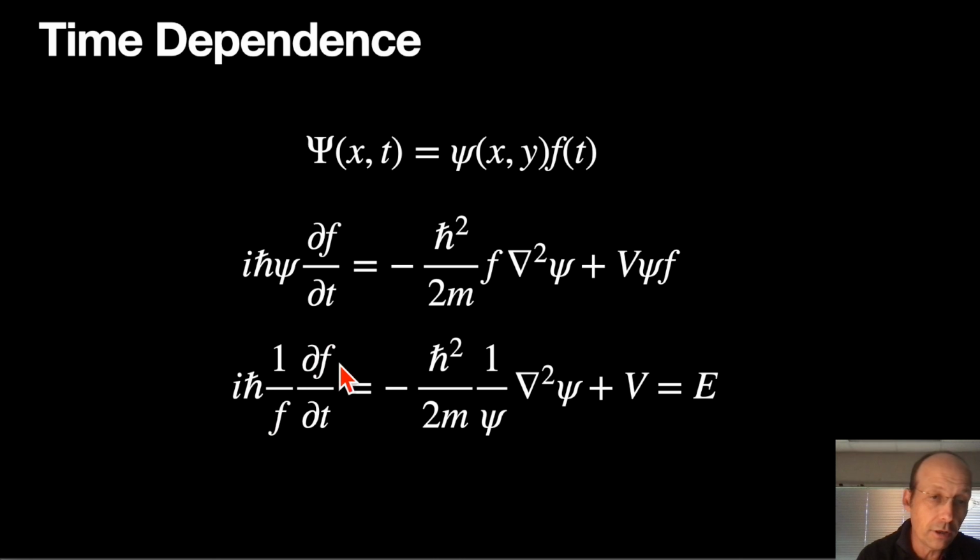So this part only depends on time. If I change this, then this doesn't change. So that says that this stuff has to be equal to a constant, right? Because otherwise, this would have to change too. And the same thing's true for this. If I change x, then it's equal to this because that does not depend on x. So they both have to be equal to a constant. We call that constant E.